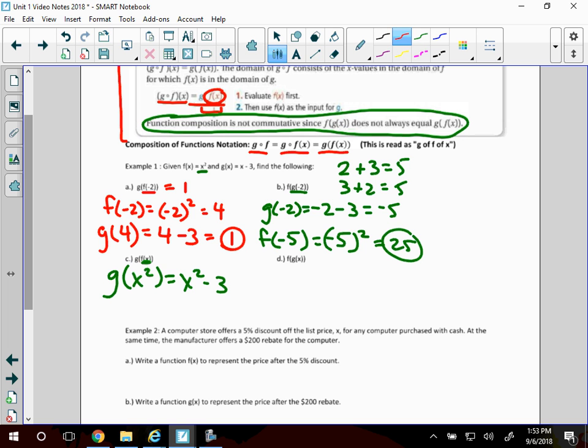Okay. I can't simplify that, so that's my final answer. If I look at D, I'm doing f of g of x. So g of x is x minus 3. That's telling me to go to the f function, and where I see x, replace it with x minus 3. So when I square that, by either using the pattern or double distributing, I'm going to get x squared minus 6x plus 9.